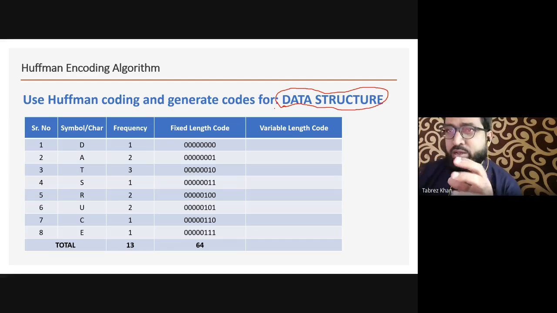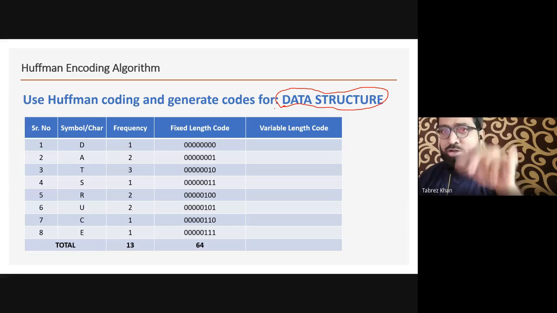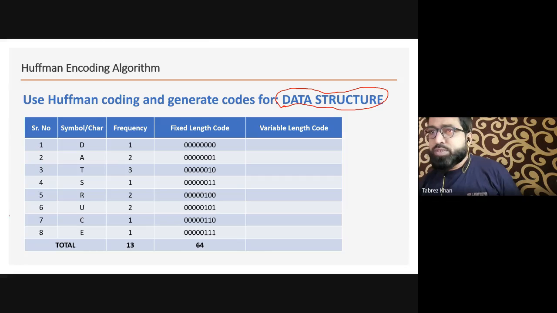So now, first of all, we'll be creating this table. The table has the first column as serial number, the second column as symbol or character, the third column is the frequency of that character, the fourth column is fixed length code, and finally the fifth column is variable length code, which we need to find out using the Huffman encoding algorithm. So the first character is this D, and then we find the frequency.